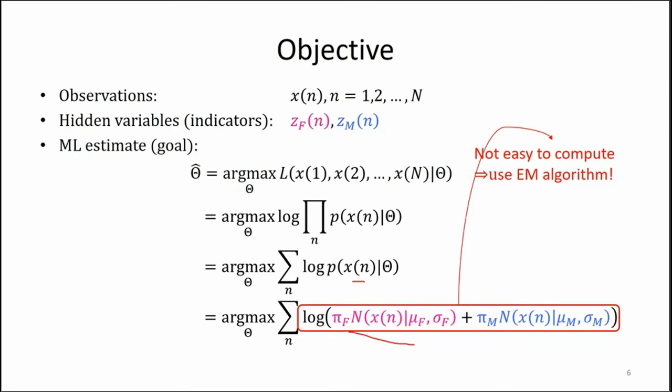And this is not easy to maximize. Why? Because we have a log here, and each term here contains a Gaussian, which is an exponential. So it would be easy to take the log of each term. But since we have a summation of two exponentials, it's not easy to take the log and then take the derivative and find the maximum. Therefore, we have to use the EM algorithm for this problem.